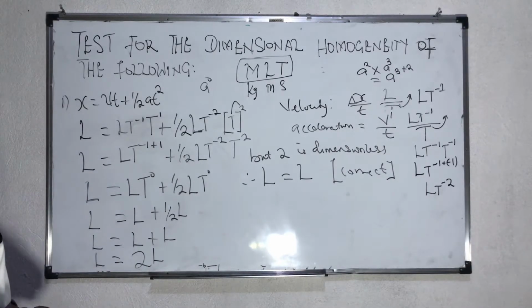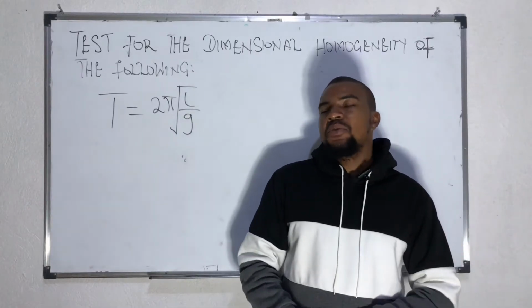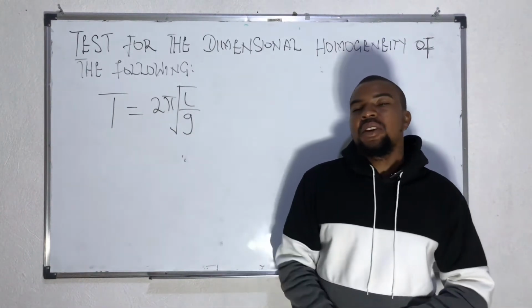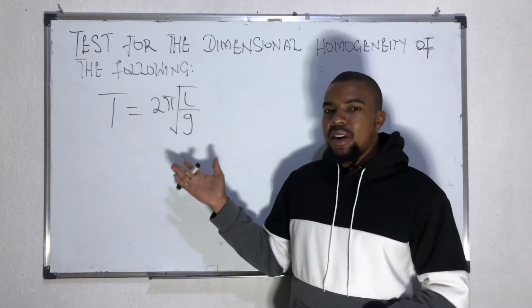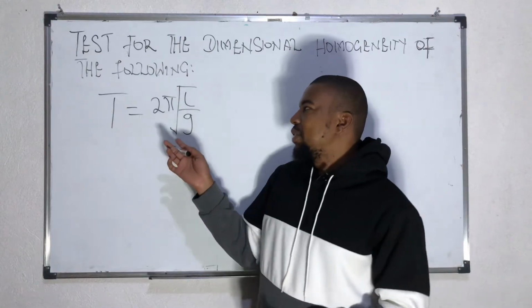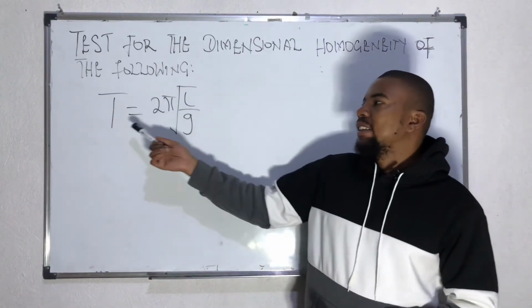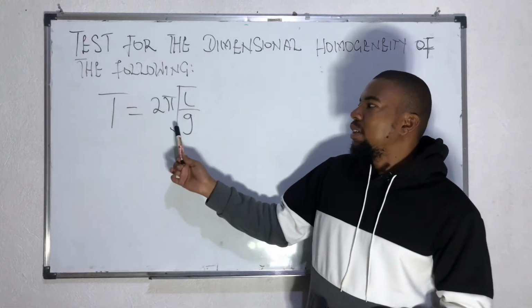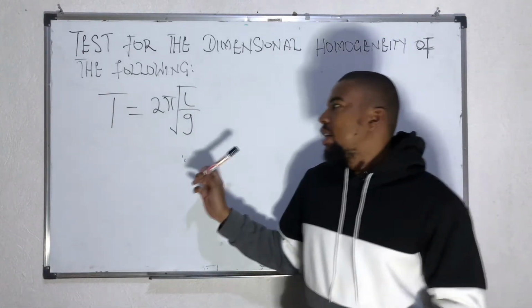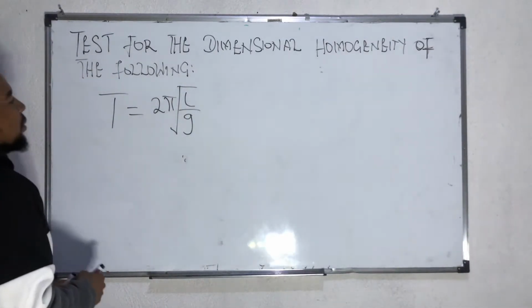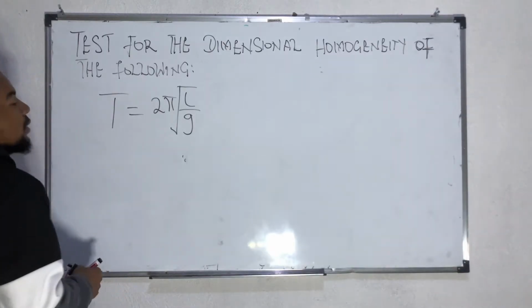Now, let's go ahead and solve the second problem. Let's prove that this formula, which can also be called an equation, is dimensionally correct or homogeneous based on the principle of homogeneity. This is a formula for finding the time period of a simple pendulum, and it looks quite tricky, but it's not really difficult. Let me show you how to do this. There are 2 ways that I'm going to show you right now, and it's going to be pretty easy.